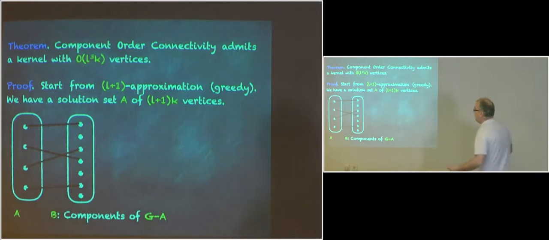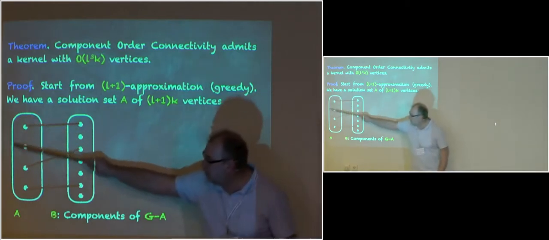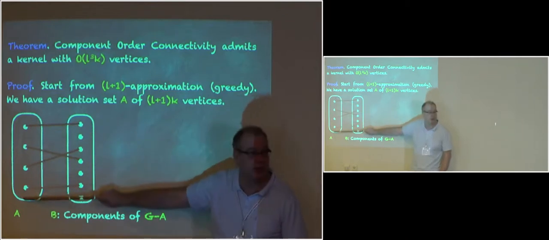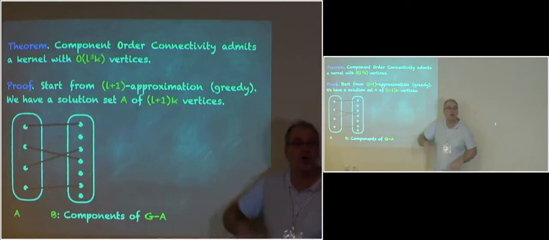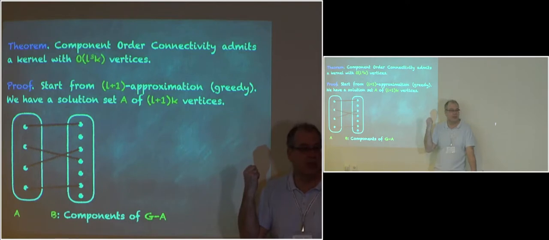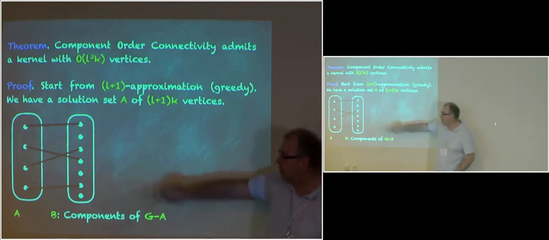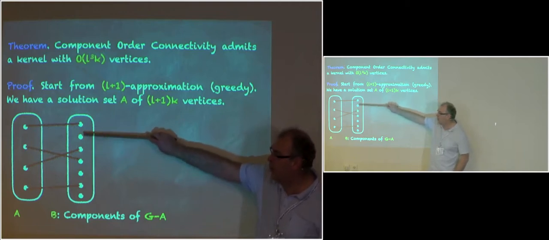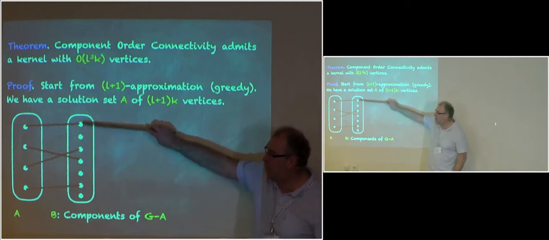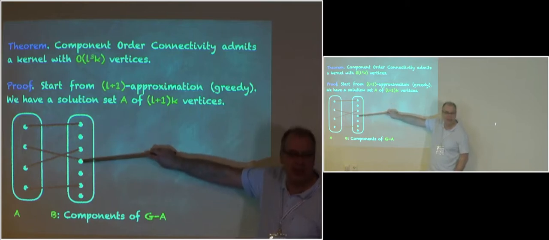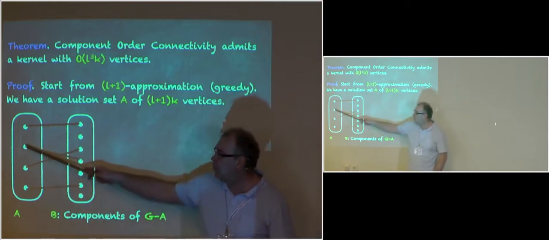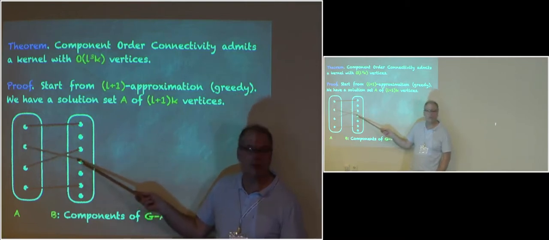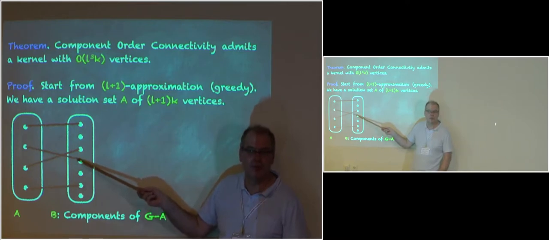Now I construct a bipartite graph. One set here consists of the vertices of my approximate solution, and on the other side, every vertex corresponds to a connected component of the remaining part of the graph, and the size of every connected component is at most L. I have an edge from a vertex of the approximate solution to a component if and only if this vertex has an edge to some vertex in this connected component. So this is the construction.